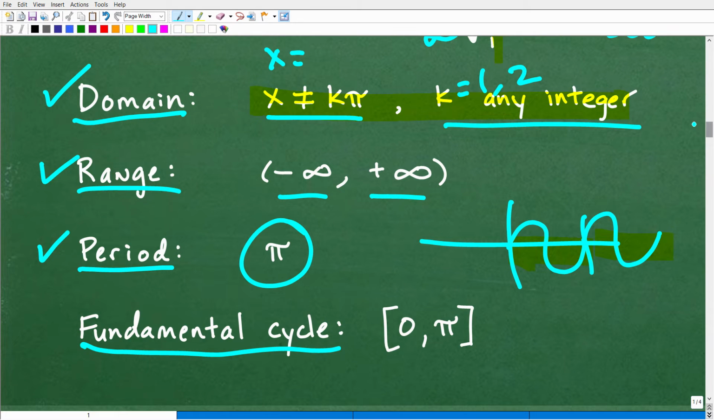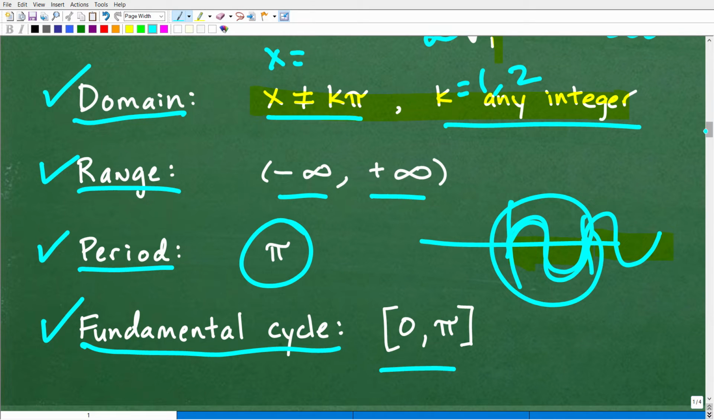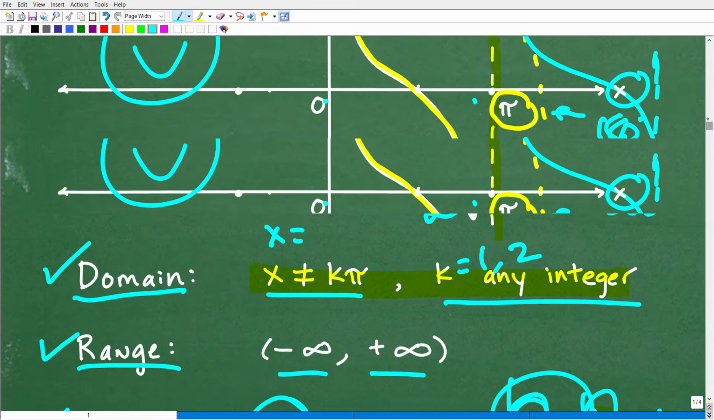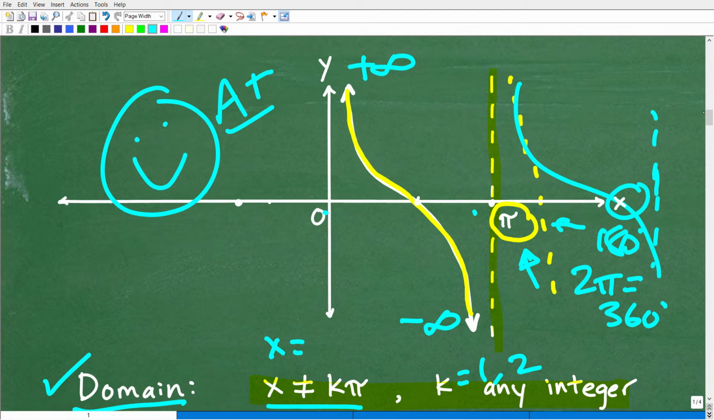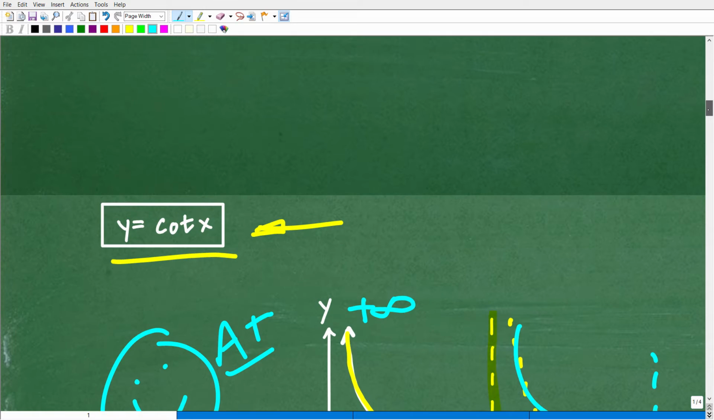And what is the fundamental cycle? Well, one cycle is basically one complete graph. So it's going from 0 to pi, and here is our interval notation. Hopefully you understand it right here, but there you go. So 0 to pi. All right, so that's just the basic cotangent graph.